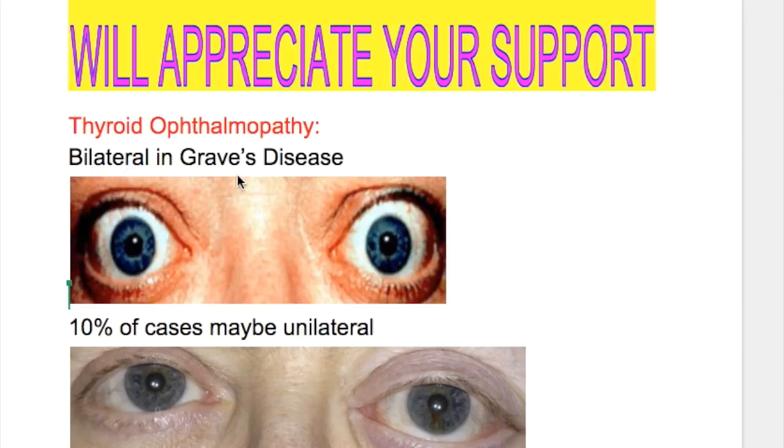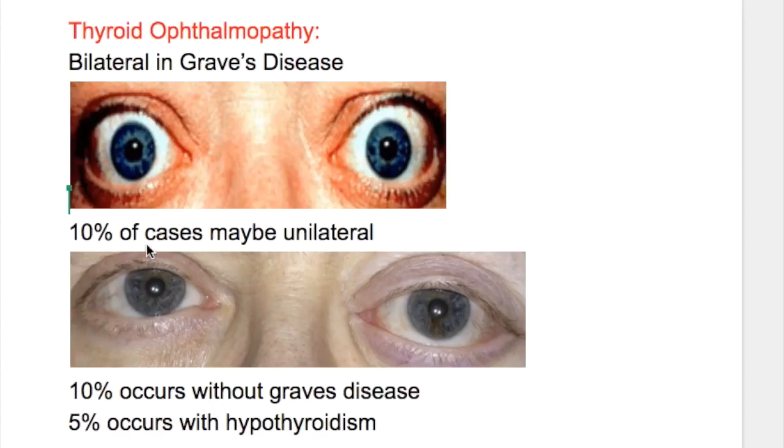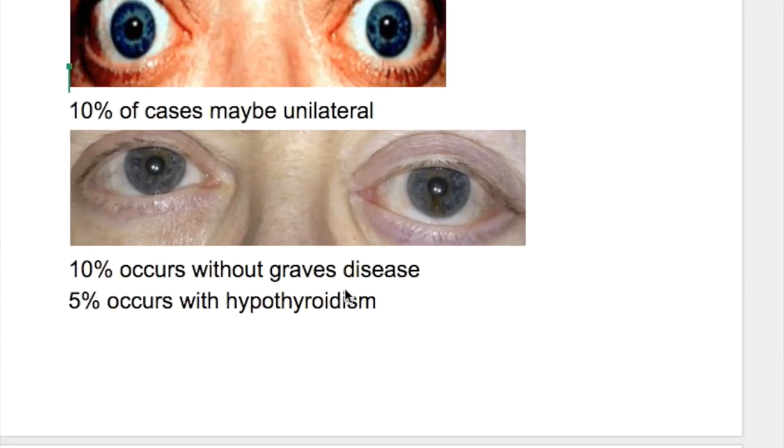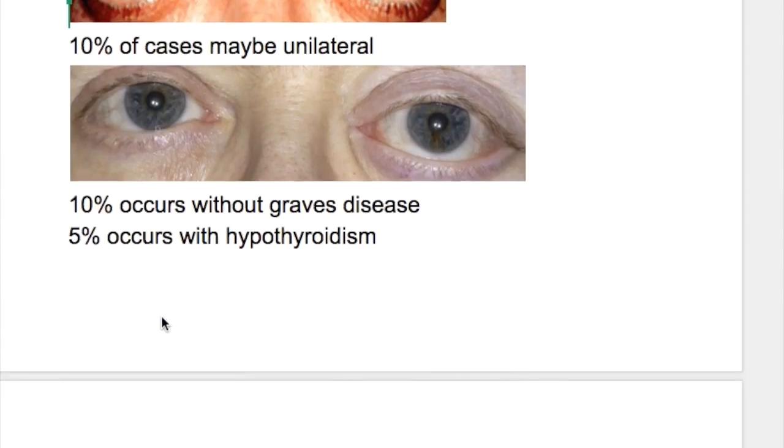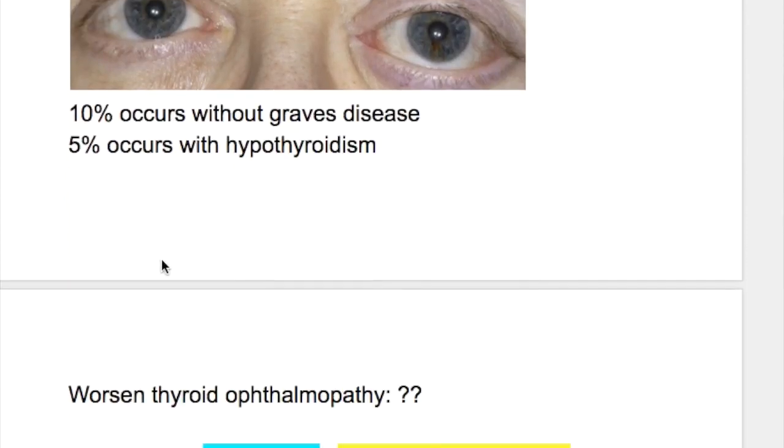It's a bilateral condition, usually in Graves' disease, but 10% of cases may be unilateral, and 10% occurs without Graves' disease. Does it occur in hypothyroidism? Yes, 5% of cases occur in hypothyroidism. So, a bilateral condition in Graves' disease, and 10% without Graves' disease, and 5% in hypothyroidism.